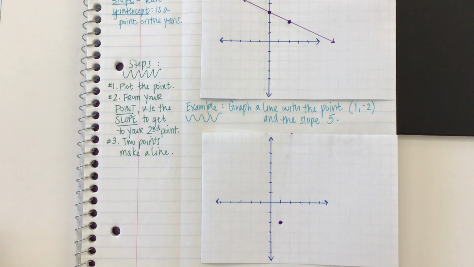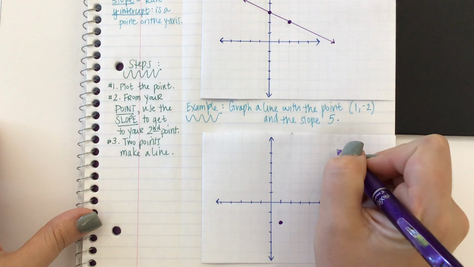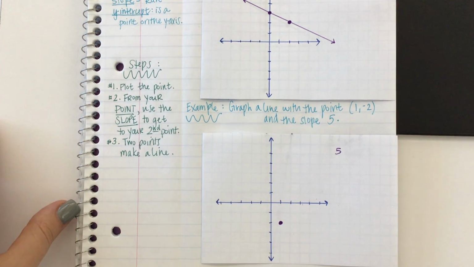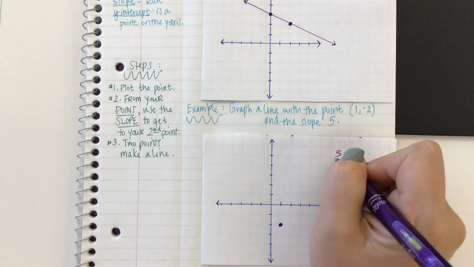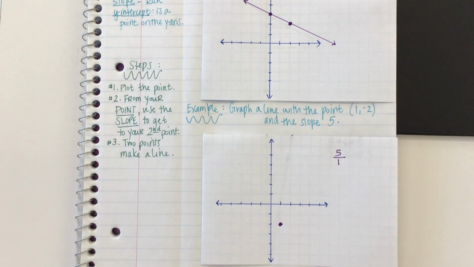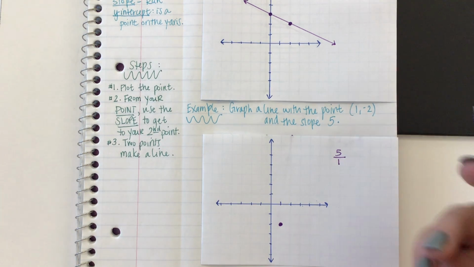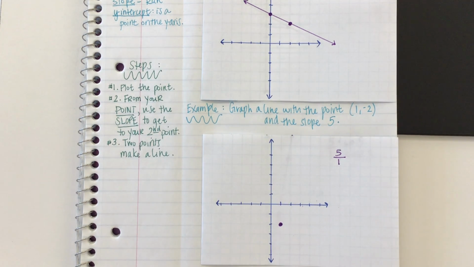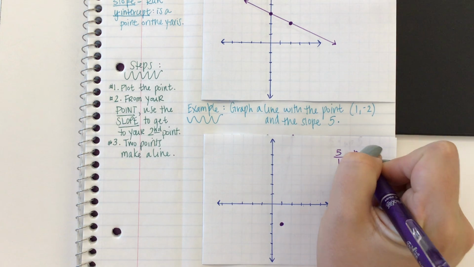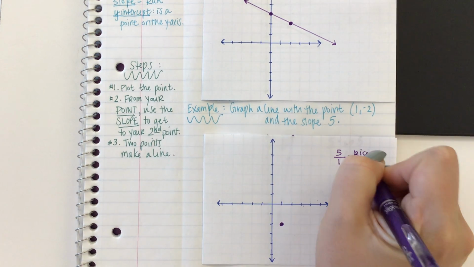And we have a slope of 5. So this slope of 5, how do I make the 5 into a fraction for my slope? Well, you just put a 1 under it. Whenever you have an integer, to make it into a fraction, you put a 1 under it. The 5 is our rise, and the 1 is our run.